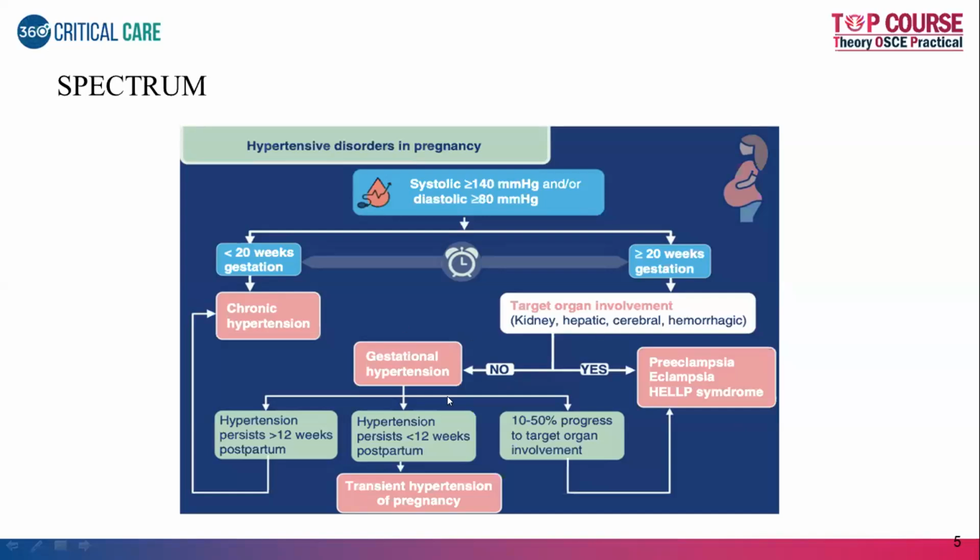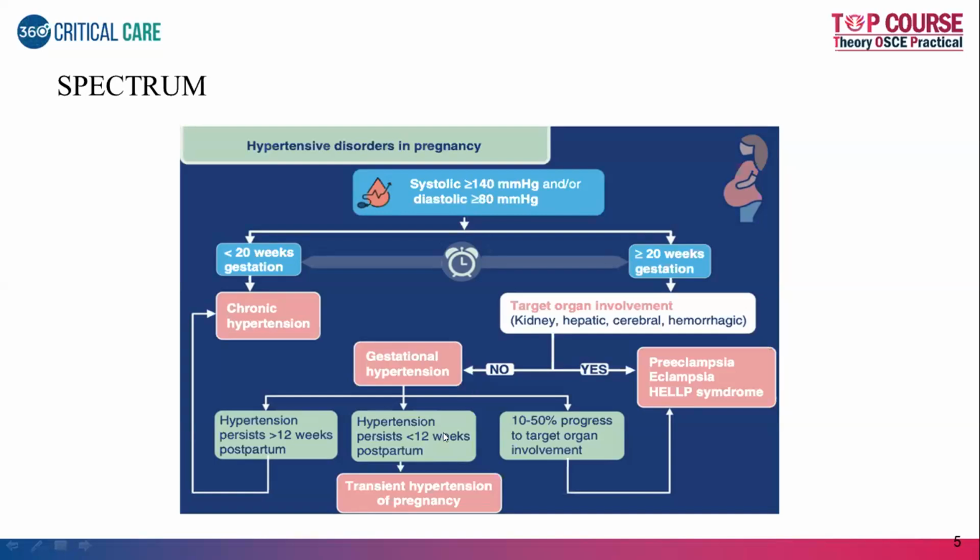Okay. Now coming to the gestational hypertension. So this also depends upon three important things. One is if the hypertension persists more than 12 weeks postpartum. So a patient came here at around 26 weeks. There is no target organ involvement. BP is on the higher side. You have diagnosed it as gestational hypertension. Post delivery, when you measured after 12 weeks, still the patient's BP is on the higher side. That is known as chronic hypertension. So you have two definitions for chronic hypertension, depending upon the gestational age.